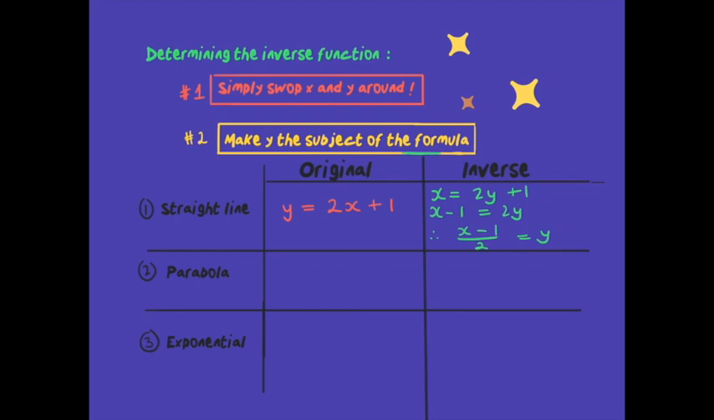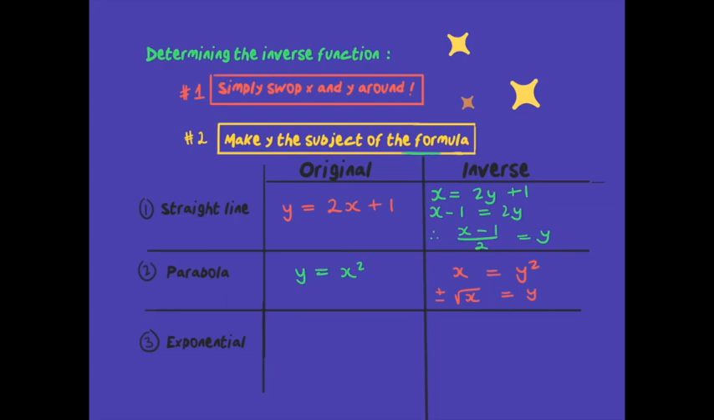Let's have a look at a parabola. Let's just choose a very simple one: y is equal to x squared. So we know step 1, simply swap x and y around. So x will be equal to y squared. And to make y the subject of the formula, we know that we need to square root both sides. So therefore, y will be equal to plus or minus the square root of x.